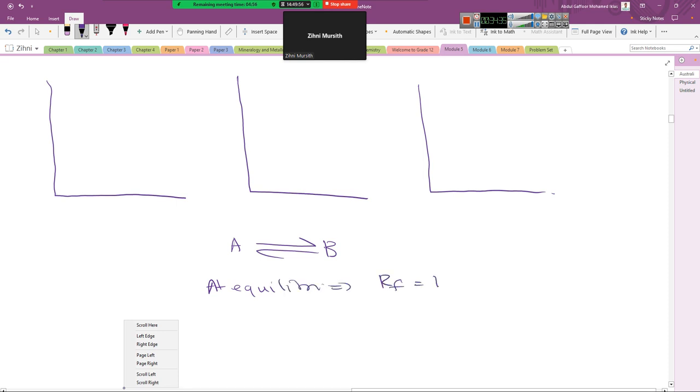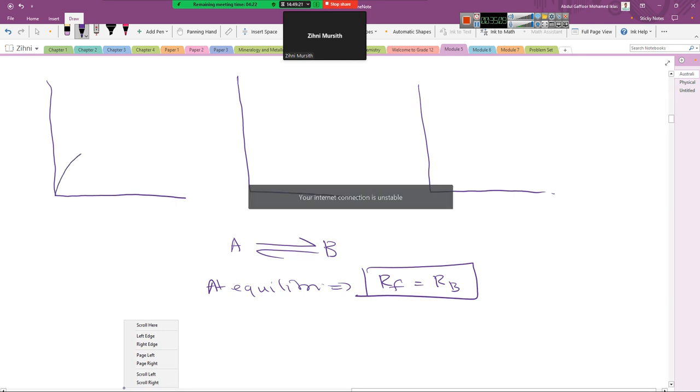But the main thing is, at equilibrium, RF is equal to RB, which means forward reaction rate will be equal to backward reaction rate. But the concentration of the reactants and the concentration of the products will be constant, they will not be changing, but we cannot tell whether they will be equal or not. Sometimes they might be equal, but sometimes they might not be equal, but it will attain a specific value. For example, let's say we have A and B, right? So what will happen to the concentration of B? It will be increasing, right?